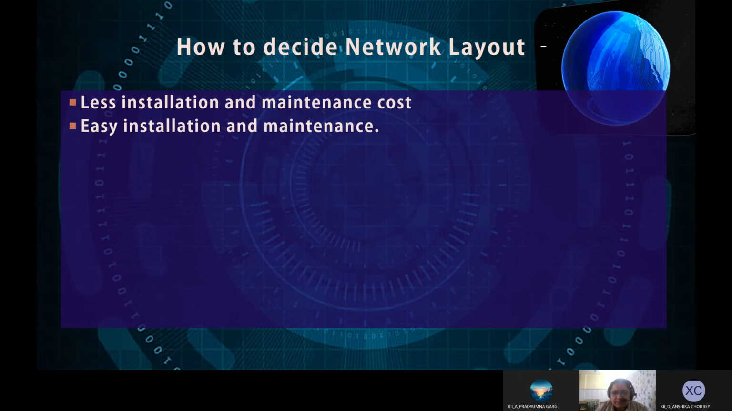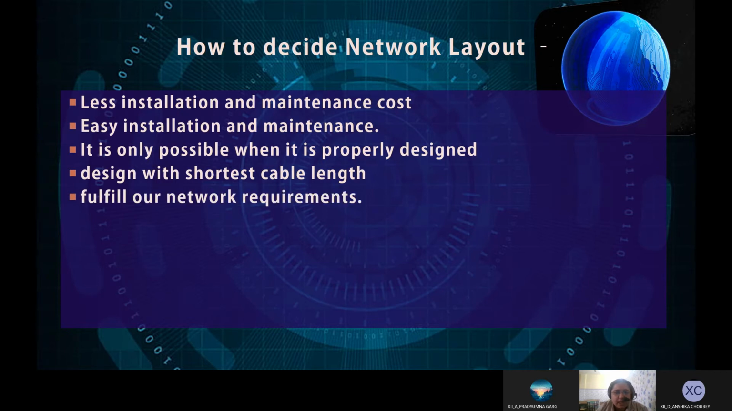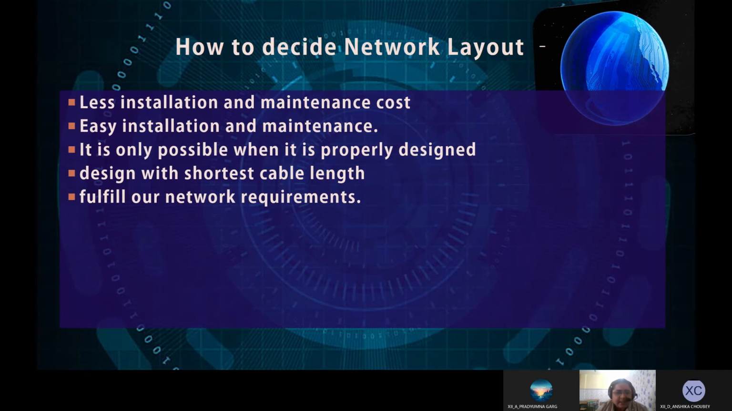What people want is more work for less money. Easy installation and maintenance is only possible when the network is properly designed. Design with the shortest cable length, so that as little cable as possible is needed. You have to think about that, and fulfill our network requirements.